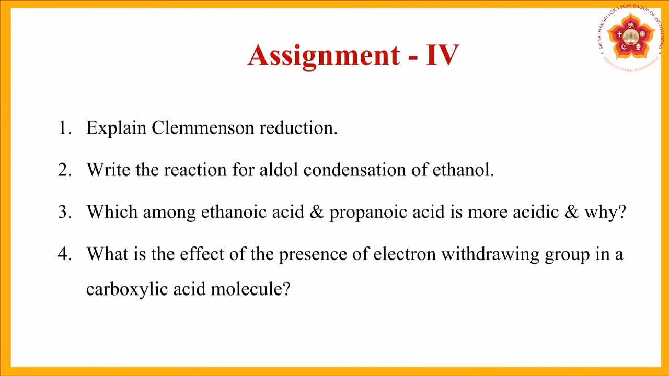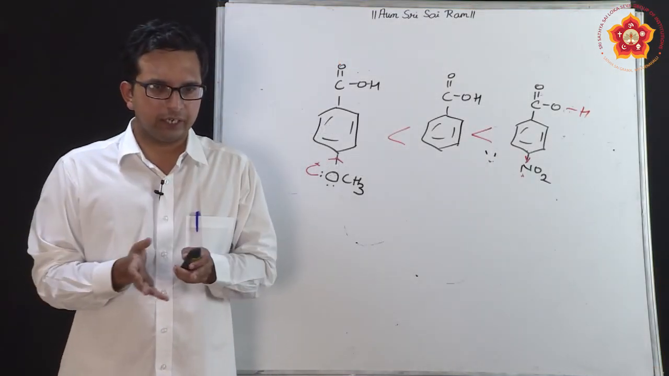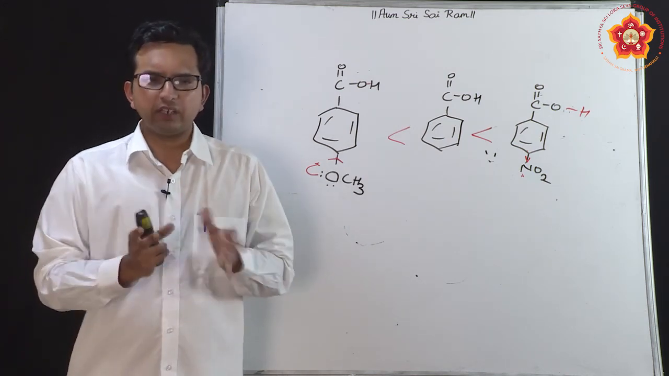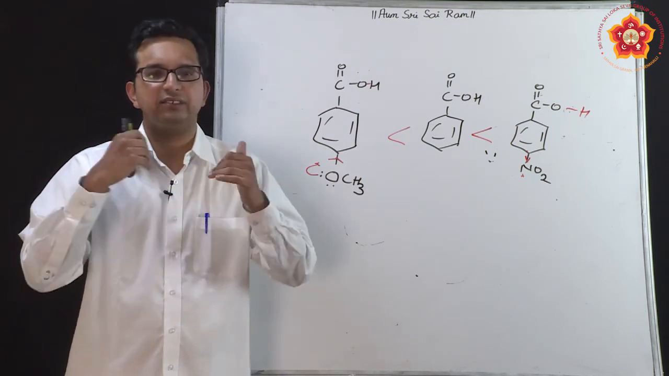What is the effect of the presence of an electron withdrawing group in a carboxylic acid molecule? Consider any carboxylic acid molecule, the COOH group, and see if there is a presence of an electron withdrawing group. What effect will it have? Will it raise the acidity or will it decrease the acidity?